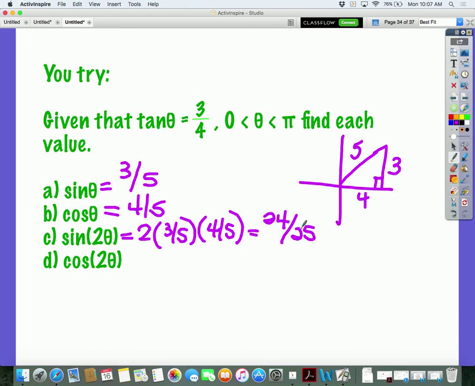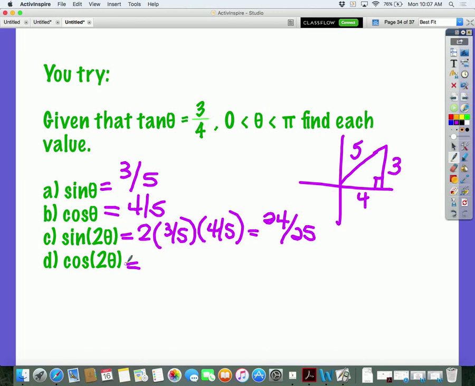Yeah? Which one do you guys use for cosine? So you can honestly use any one. Who used the first one, the 1 minus 2 sine squared theta? Raise your hand. Okay, who used the second one? 2 cosine squared theta minus 1. What about the last one? Okay, so no matter what, we still should get the same answer though, right?